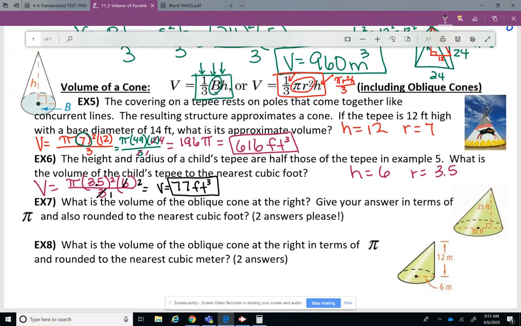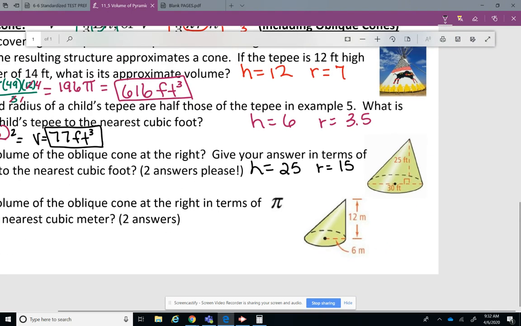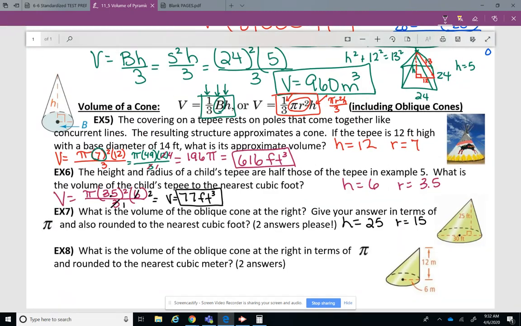All right, the volume of the oblique cone. What is the volume of the oblique cone at the right? Give your answer in terms of pi and also round it to the nearest cubic foot. So they want two different answers. Okay, so we're looking at this and we see that the height is 25. Look at the diameter. We want to know the radius. So what's half of 30? That's right, it's 15.